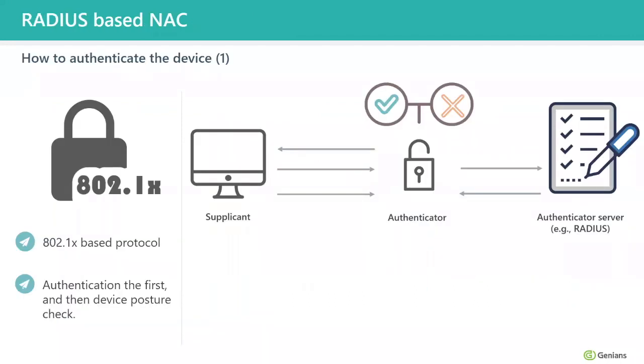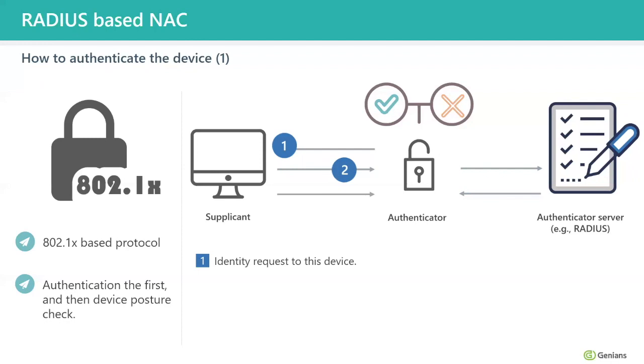Okay, let's look at each type in more detail. The first type is RADIUS-based NAC. RADIUS-based NAC uses the 1x protocol for authenticating the devices. So I prepared a flow of how RADIUS-based NAC authenticates the devices. First, the authenticator finds a device and asks this device for identification. Who are you?